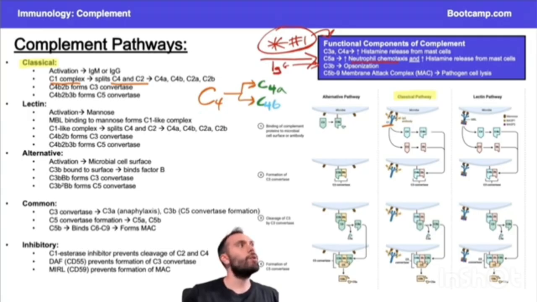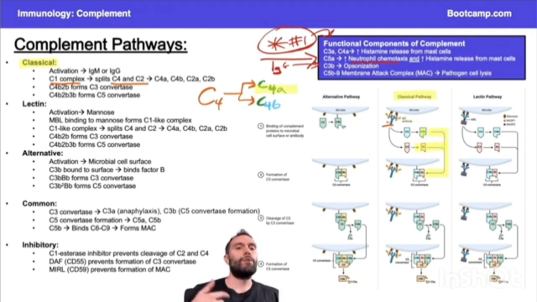Now we already know what C4A does, right? C4A, we already said, stimulates histamine release. It's one of the anaphylotoxins. C4B though, what does that do? C4B is going to go down into the next step. And the same thing is true for C2B. Okay, so all of the B's are going to stay in the complement cascade.